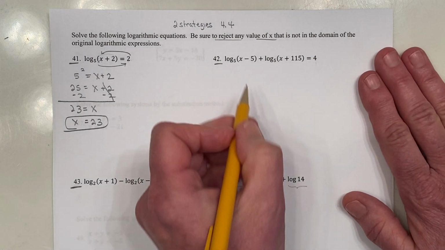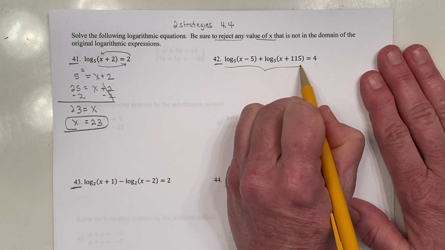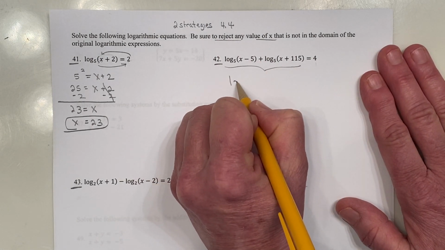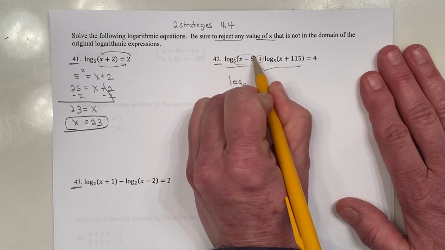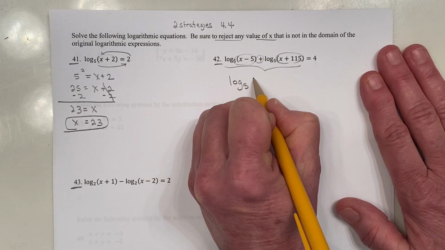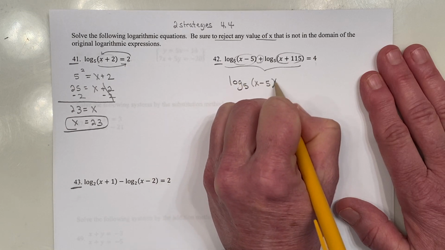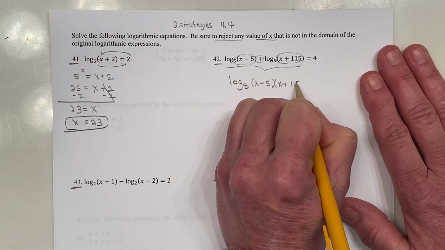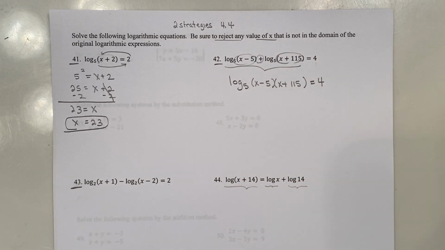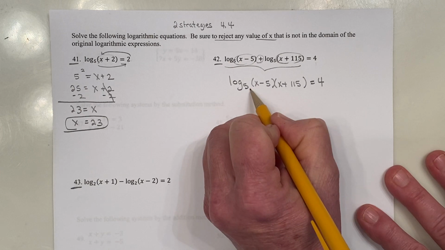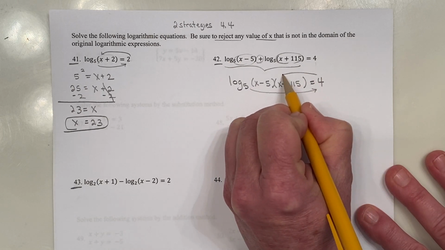In problem 42, we've got a little work to do here. We have to put these back together. So I'm going to have one log with base 5, and because I see the plus sign, I'm going to multiply these two arguments together. We're ready to change this to an exponential equation and then solve the algebraic equation.